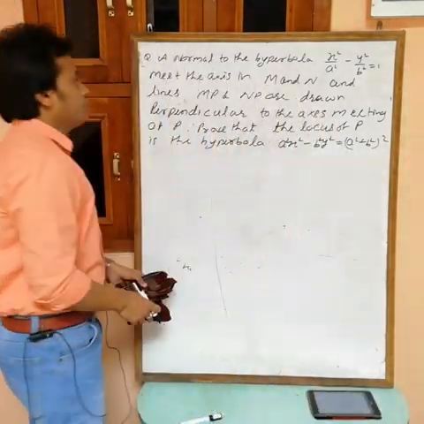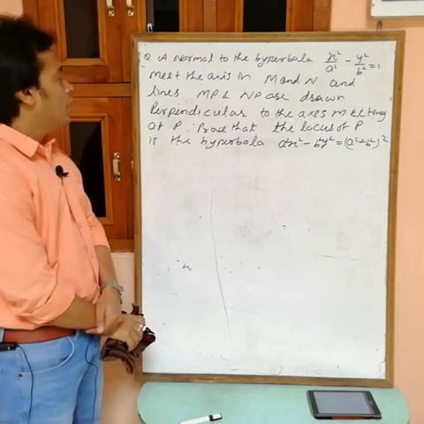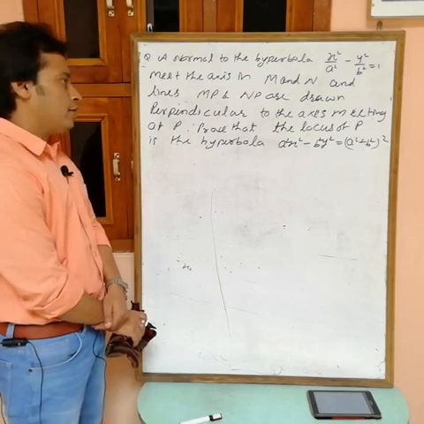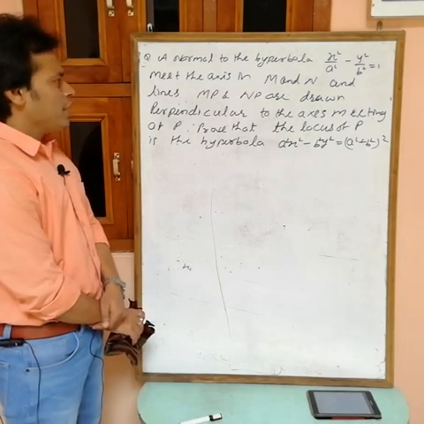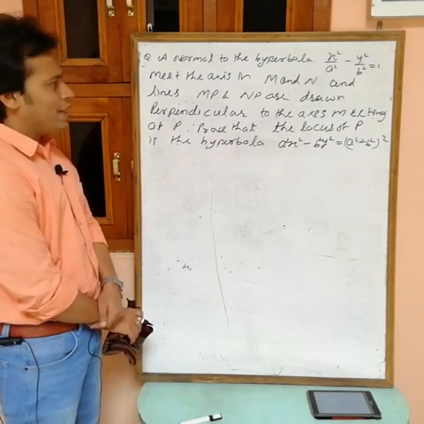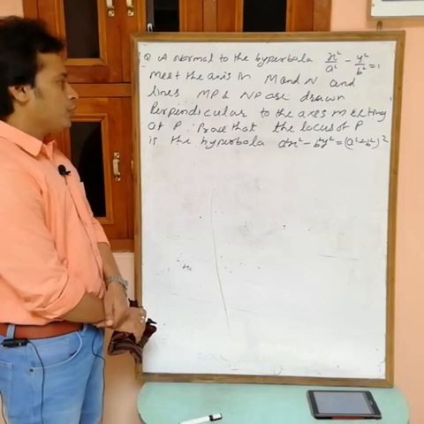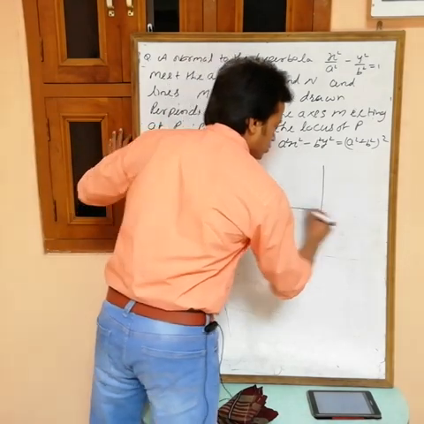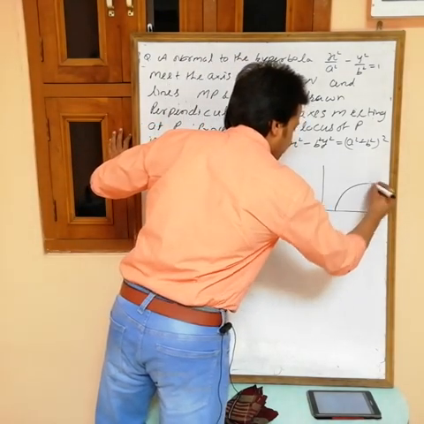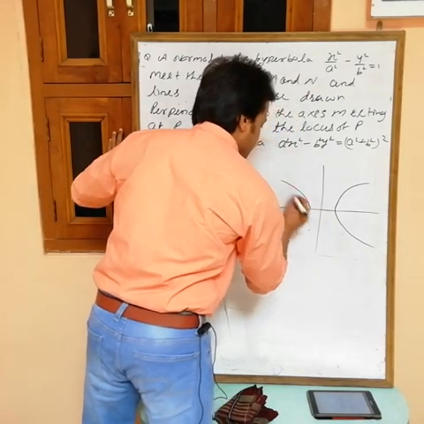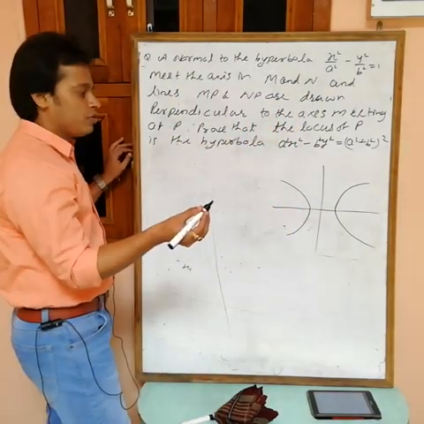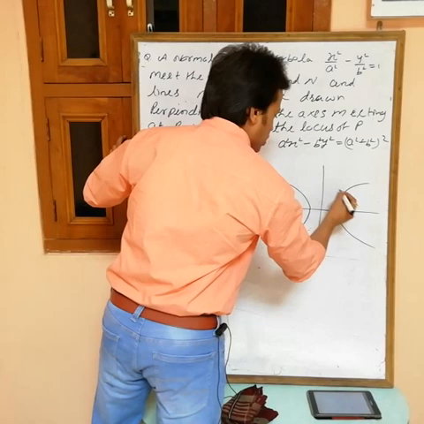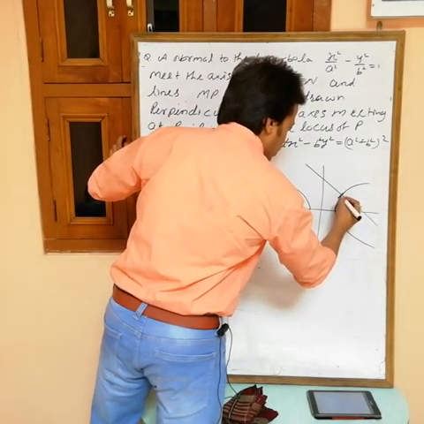Okay, now the simple question is: given that a normal to the hyperbola x square by a square minus y square by b square equals 1 meets the axes in M and N, and the lines MP and NP are drawn perpendicular to the axes meeting at point P, prove that the locus of P is a hyperbola. Now see, simply, suppose this is the hyperbola x square by a square minus y square by b square equals 1. A normal is drawn at any point. So suppose this is the normal at this point.